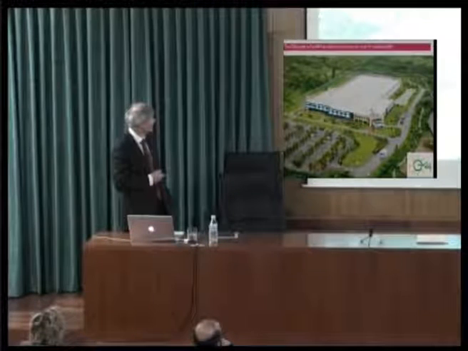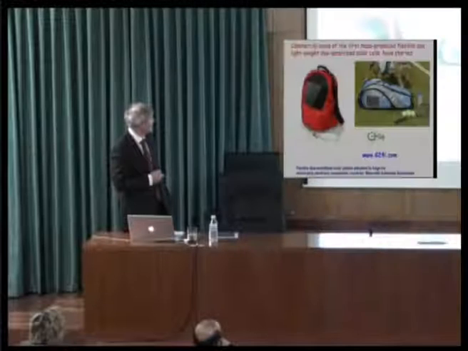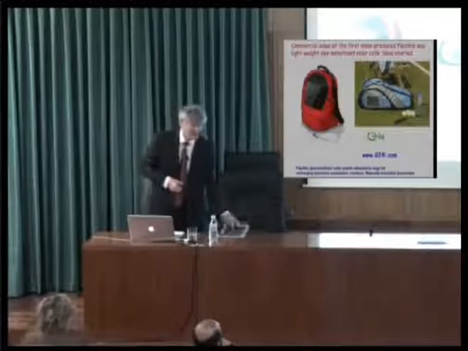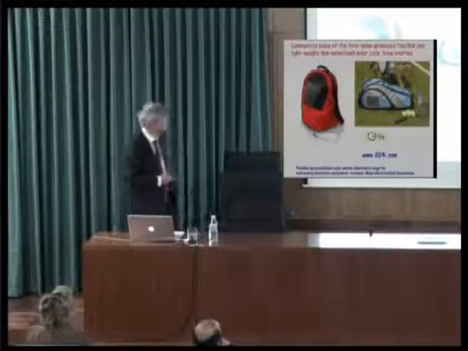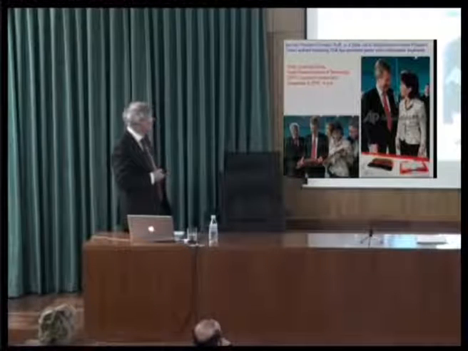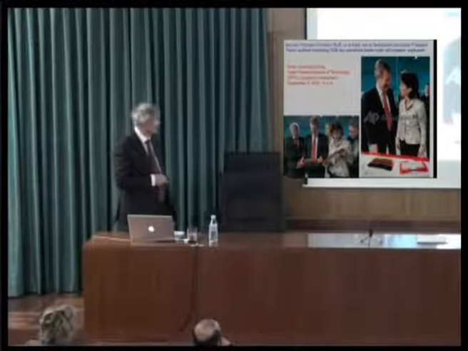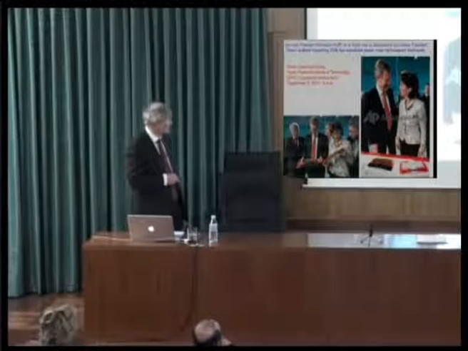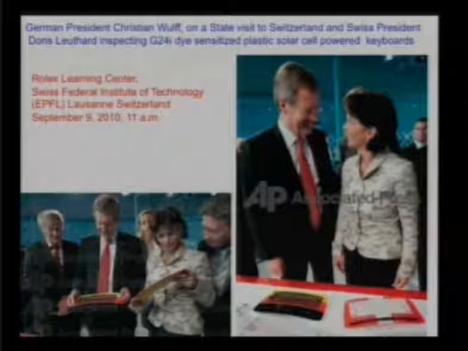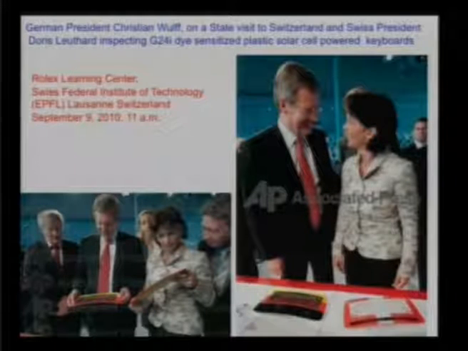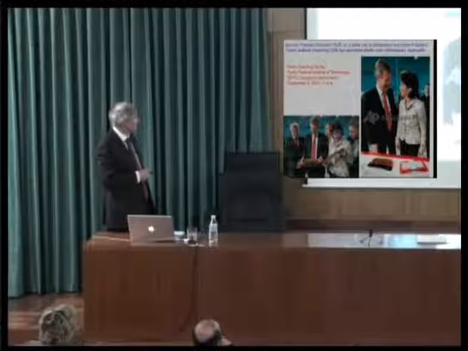This is the G24 plant. So we have these rucksacks now where these are just put on the back. And at the visit, we also gave the presidents these keyboards for computers. They are powered by dye-sensitized solar cells. So you don't need to plug them in an electric plug anymore. You can see the two presidents very happy about this.